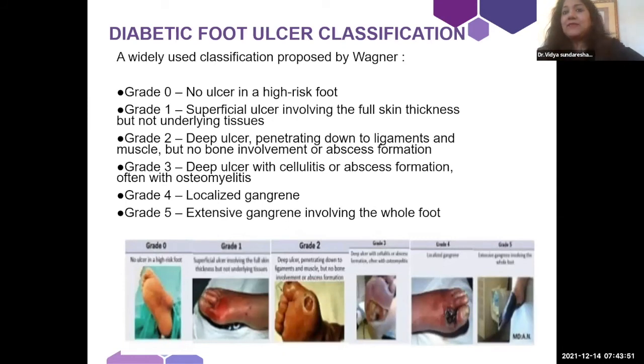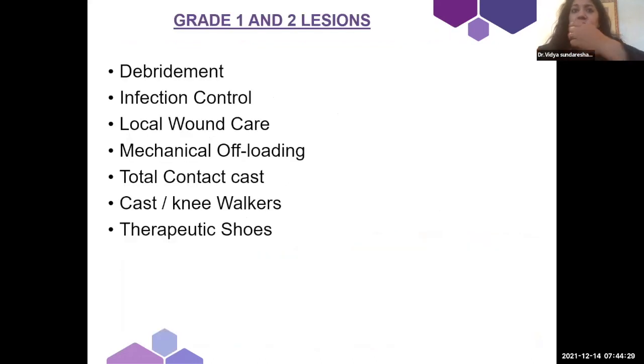This is also an important classification. You'll see this. This is a classification by Wagner. And it talks about how the blood vessels are actually involved, or how much arterial disease is associated with diabetic foot infection presentation. So grade 0 is no ulcer, grade 1 superficial ulcer, grade 2 deep ulcer penetrating down to the ligaments. This is what we usually see, grade 2 and above when they present for care. Grade 3 is deep ulcer with cellulitis. Grade 4, there's local gangrene. And then grade 5, there's extensive gangrene, and you cannot salvage that foot anymore.